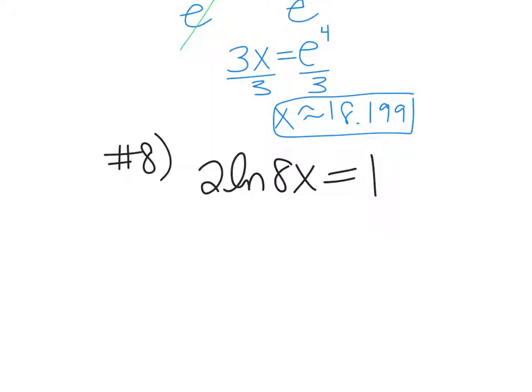Solving. You're solving for x. We're trying to find out what that would be to do 2 times natural log 8 times a number gives me 1. Is the calculator on? Yes. Do you know what your first step is? Divide by 2. Does that help?